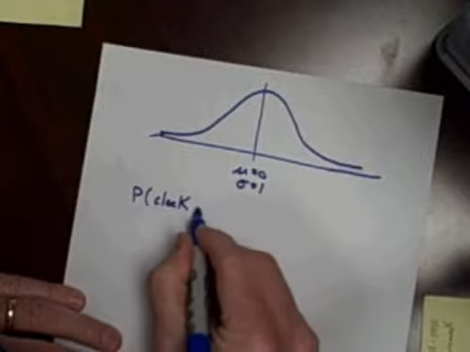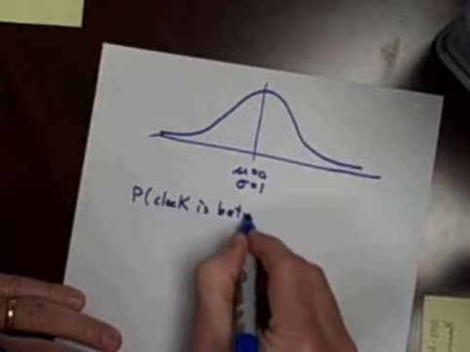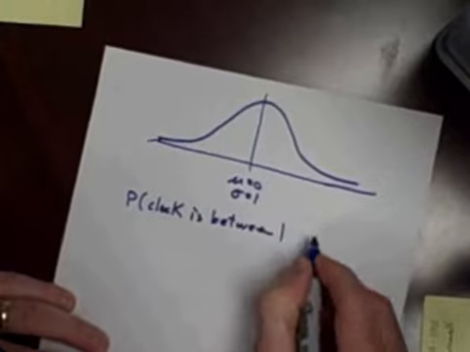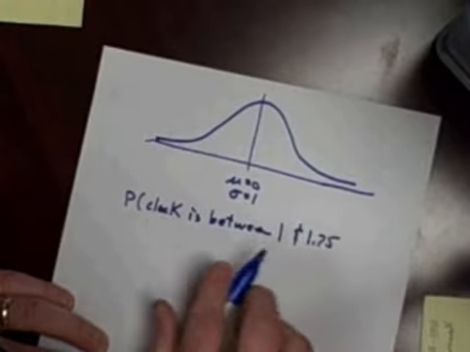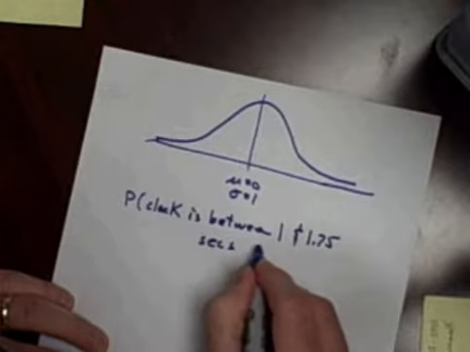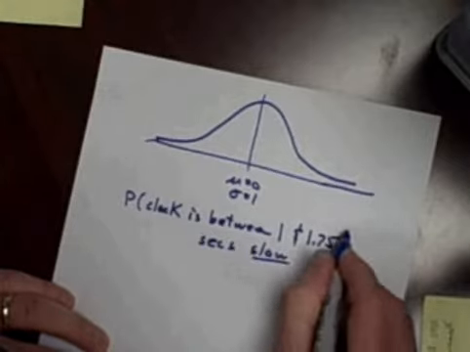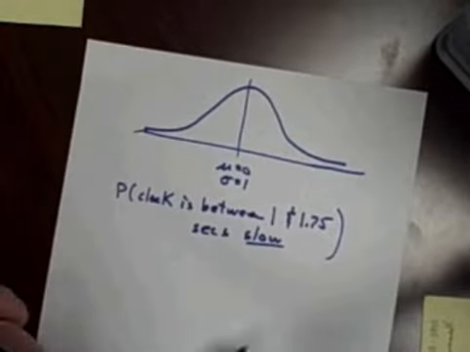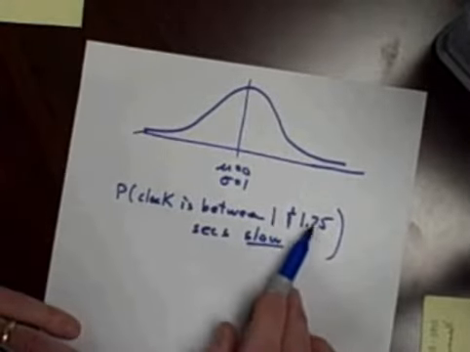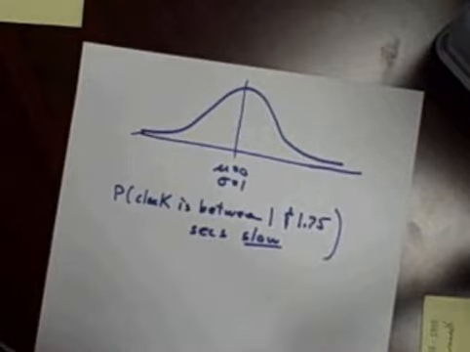let's make this interesting, the clock is between 1 and 1.75 seconds slow. What's the probability you randomly pick a clock off the assembly line and it's running between 1 second and 1 3/4 seconds slow?